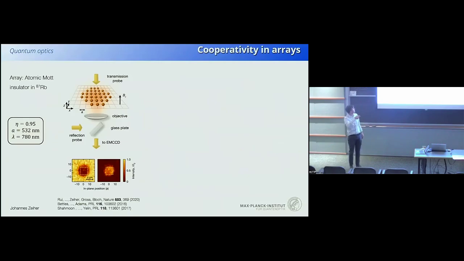And there are basically two ways in which we can probe this array. First of all, of course, we prepare this Mott insulator, and then we can either probe the response of the array in transmission, or we can probe it in reflection. And the two cases are shown here.